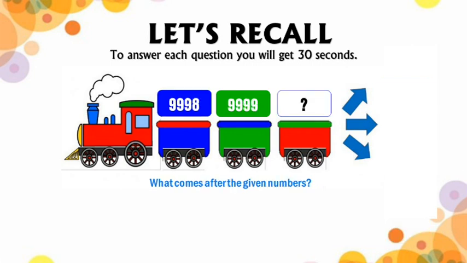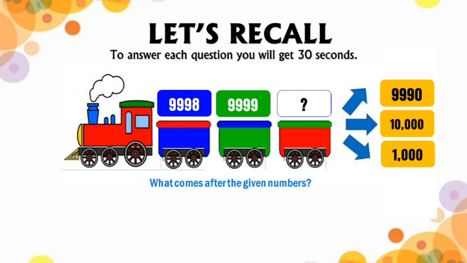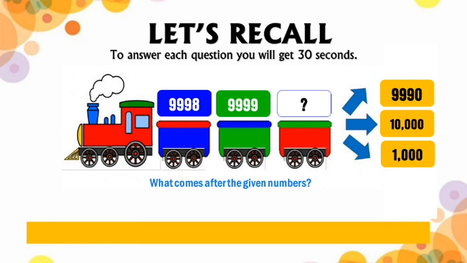Now let's look at another rail. This rail also carries enough amount of passengers. In this question, you will have to tell how many passengers will be at the red section. Is it 9,990 or 10,000 or 1,000? What's the answer? Excellent. 10,000 is the answer.